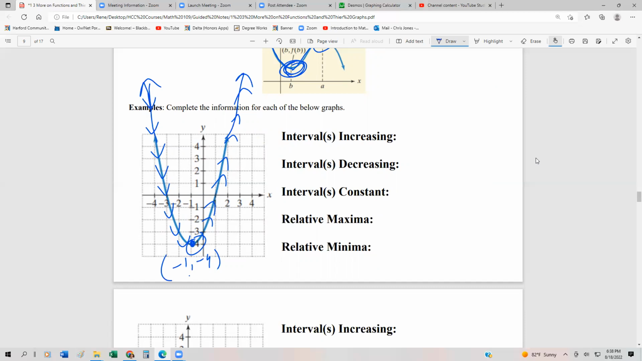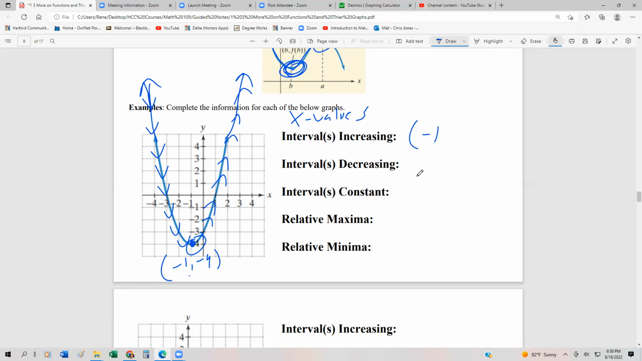So it's increasing, excuse me, where it's going up. In other words, the y values are getting bigger from -1 up to infinity. And when we plot the values for increasing and decreasing, we're always looking at the x values for which it's increasing and decreasing.